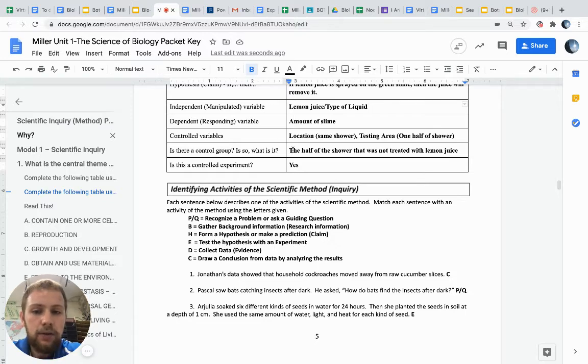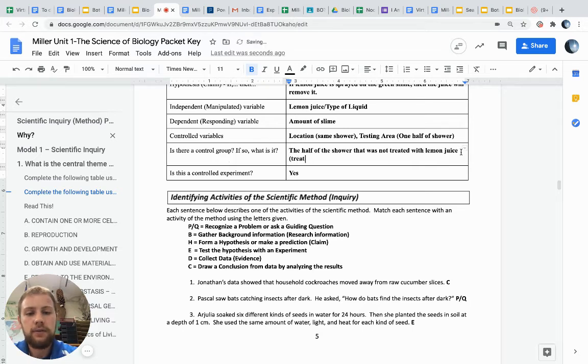Is there a control group? And if so, what is it? This should say if so, not is so. All right, so the control group is the half of the shower that was not treated with lemon juice, and it was treated with water.